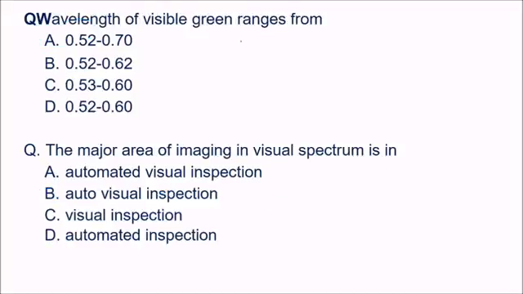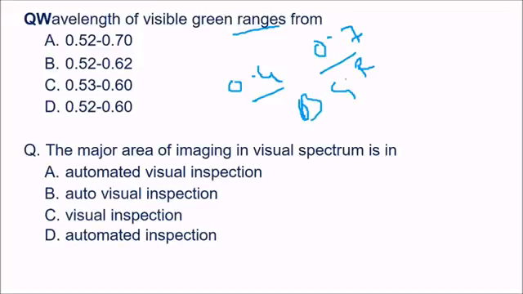Wavelength of visible green ranges from. See, we say that visible light varies from 0.4 to 0.7, right? So RGB. Where is your visible green? Can you answer? The answer is D, 0.52 to 0.60.